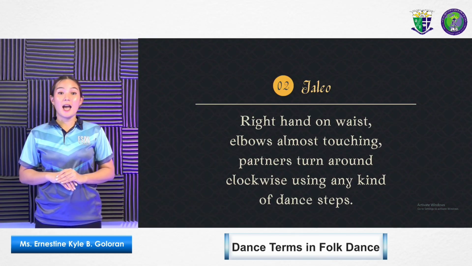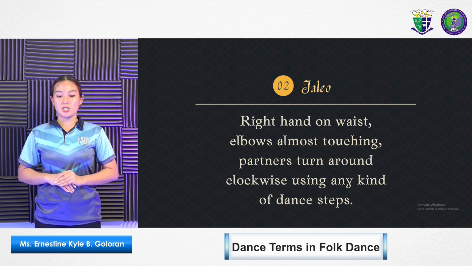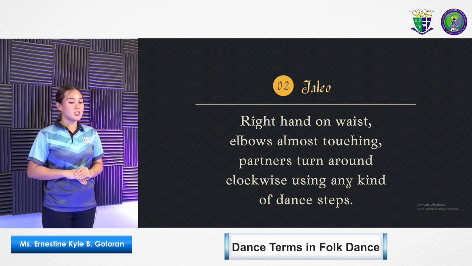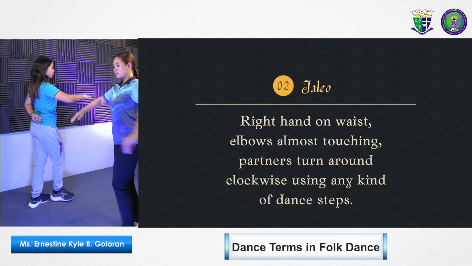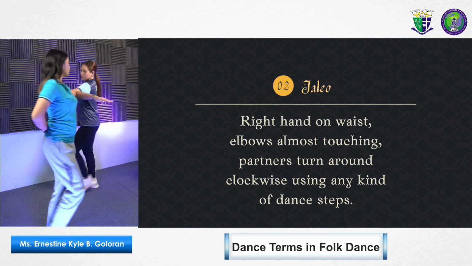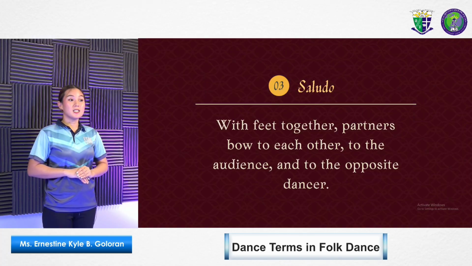Next is jaleo. Right hand on waist, elbows almost touching. Partners turn around clockwise using any kind of dance steps. Next is saludo. With feet together, partners bow to each other, to the audience, and to the opposite dancer.